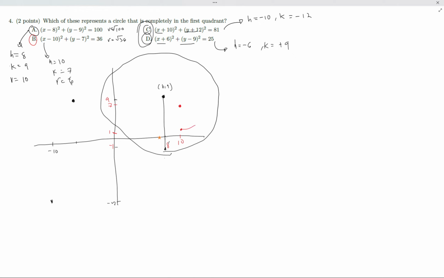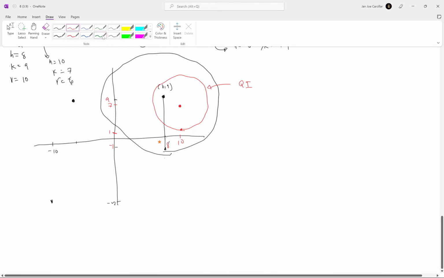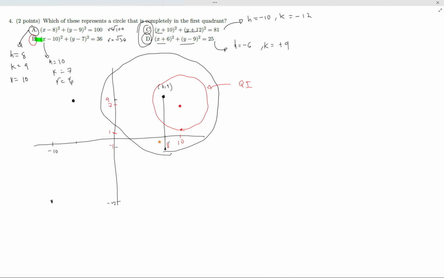Now if you graph this one, this would be the said circle. Again, my graph is very, very bad, so it's not really accurate if you graph this in an actual app such as GeoGebra. In this case, this is the circle that we want, completely in the first quadrant, or Q1. I can also write it in Roman numerals, QI. In this case, that is our answer. So the answer for that question, to emphasize, is letter B. Okay, I guess that's it for this question.